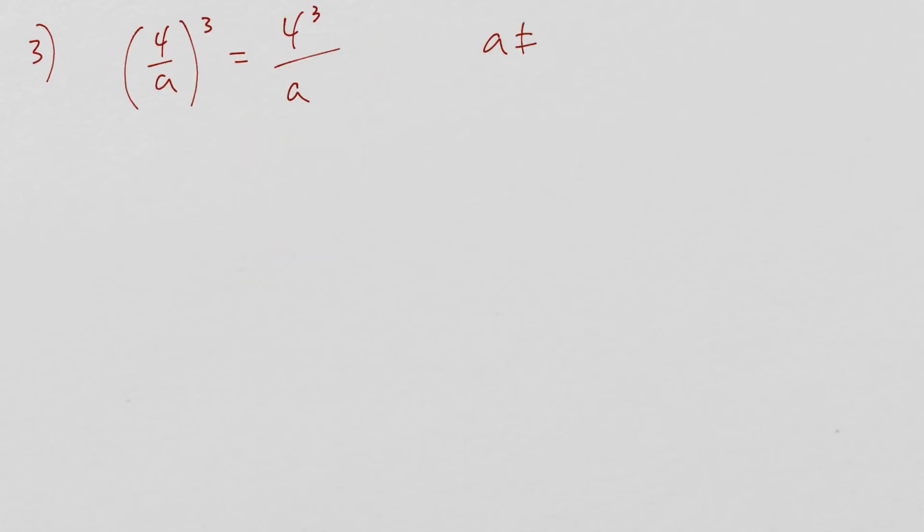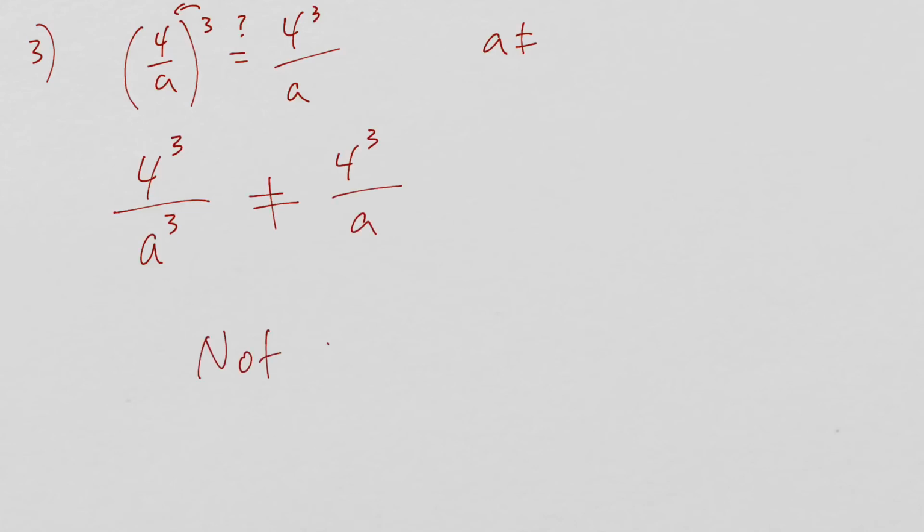Number 3, when we bring our exponent in, we bring it into the numerator or the denominator. So is this equal? Well, 4 cubed over a cubed is not equal to 4 cubed over a, so this is not correct.